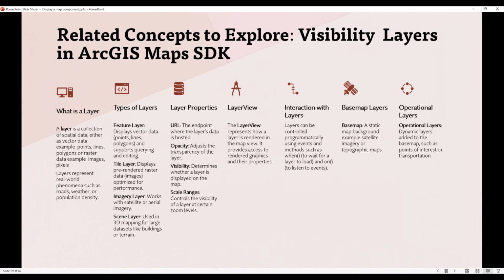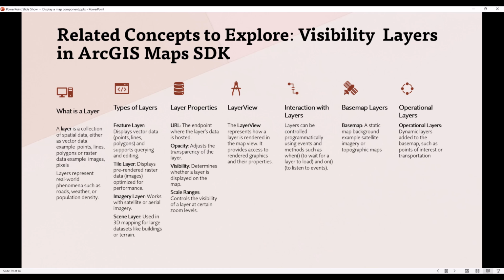Related concepts to explore. Before diving into the code, let's discuss some key concepts. 1. What is a layer? A layer is a collection of spatial data, either vector data, for example points, lines, polygons, or raster data, for example images, pixels. Layers represent real-world phenomena such as roads, weather, or population density.